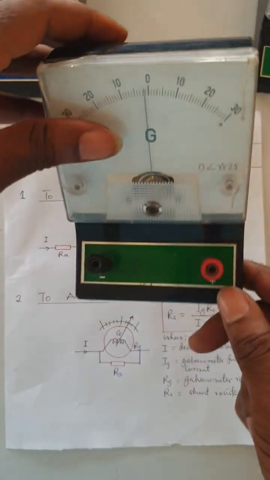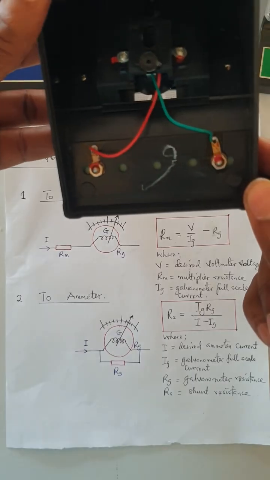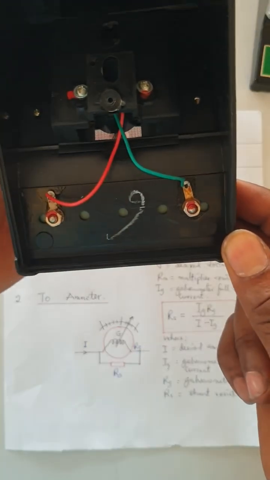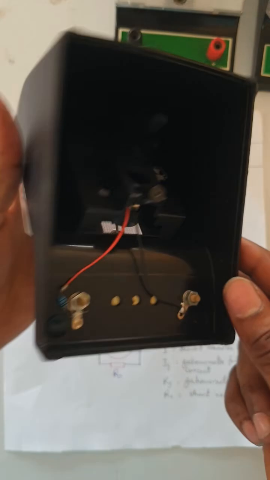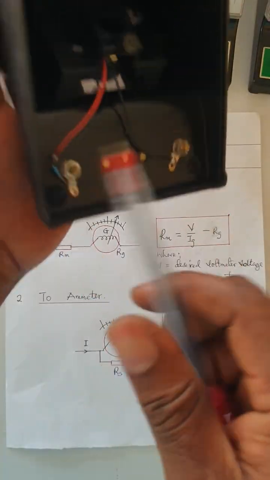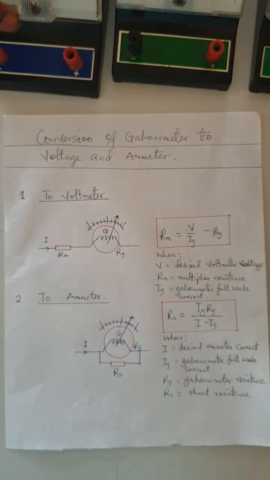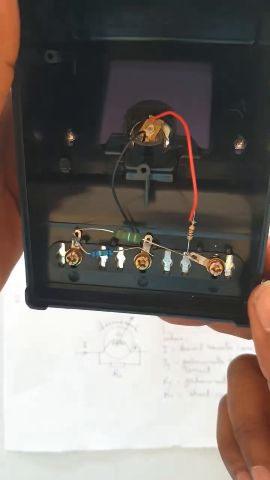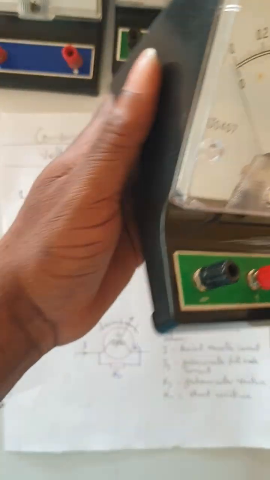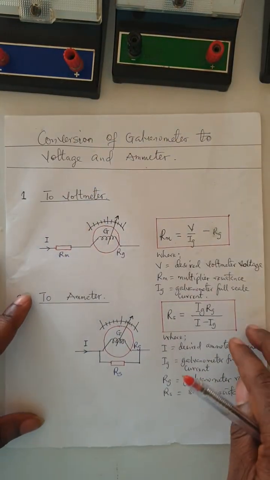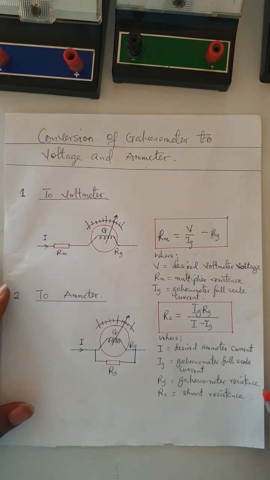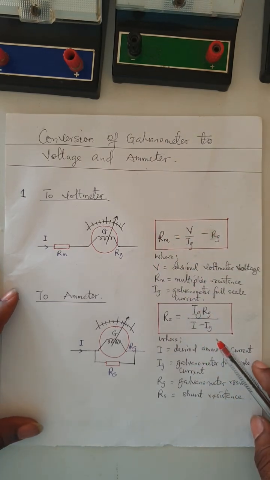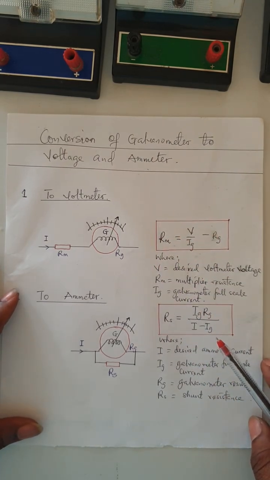Let's look at what is inside the galvanometer. As we have seen initially, the galvanometer has no resistance, so it is just a straight device, no resistance. When the resistance is connected in series, it becomes a voltmeter. When the resistance is connected in parallel, as we can see here, it becomes an ammeter. And these formulas will do that. So this is how we can convert a galvanometer to ammeter or to voltmeter.